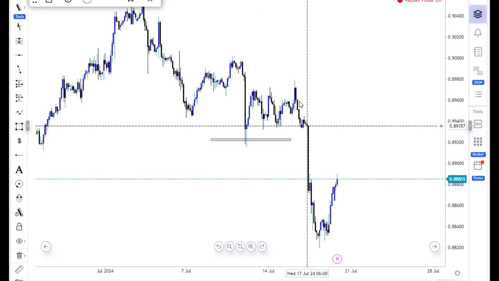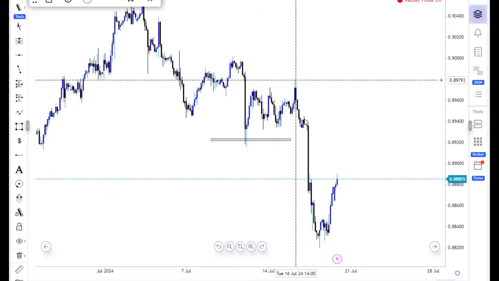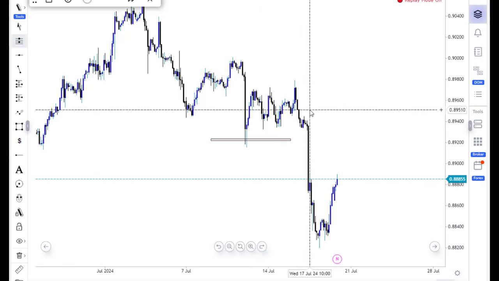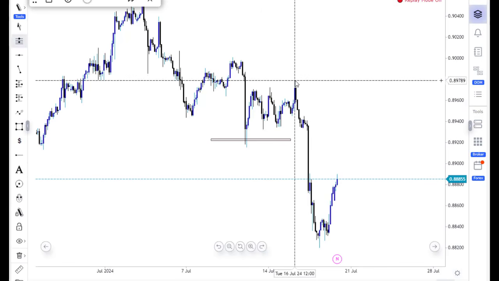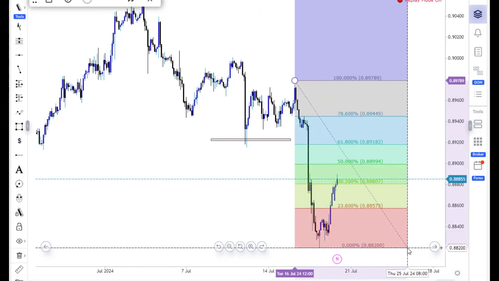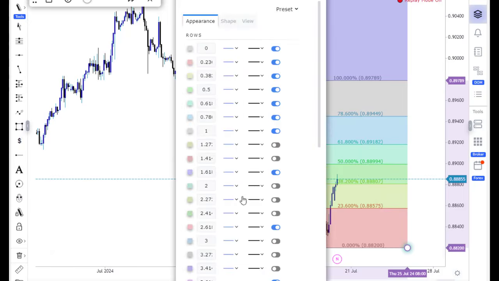Simple, guys. You drag from the most recent high to the most recent low. It's going to plot out our zone. The essence is for it to plot at our 61 level, and then our 78 level. So at this point in time, it's going to plot out our zone for us.